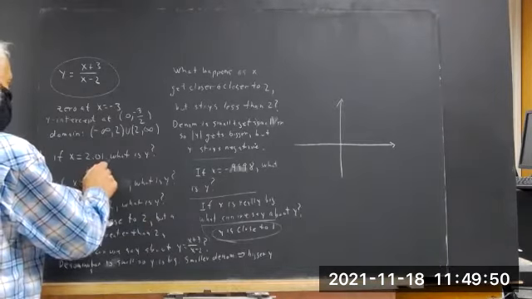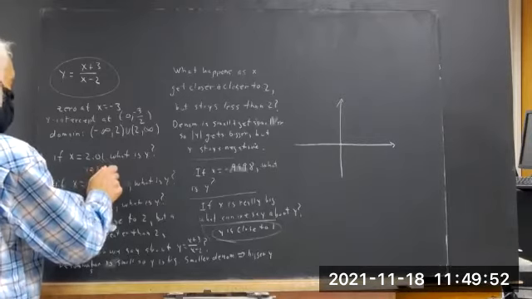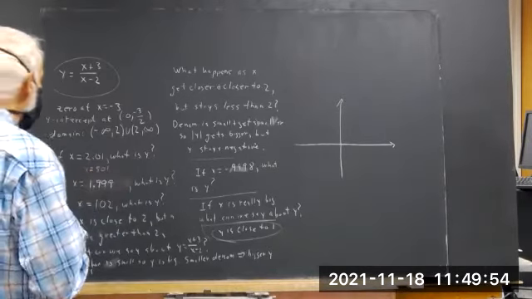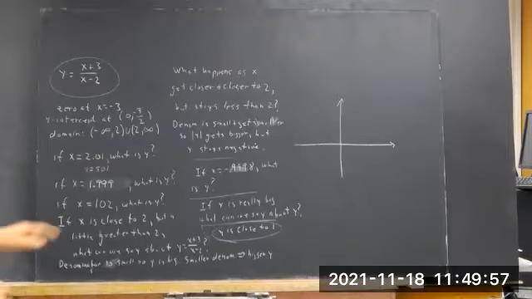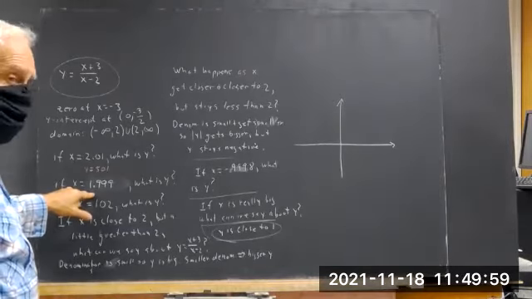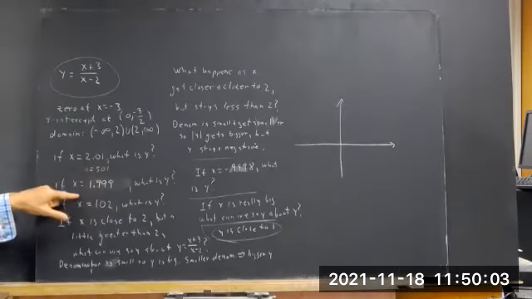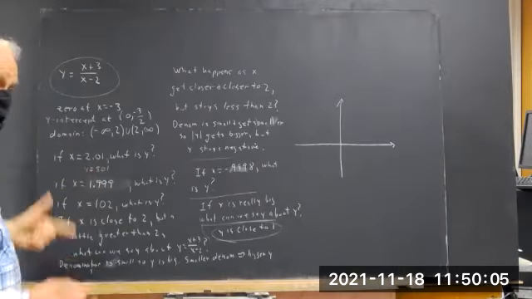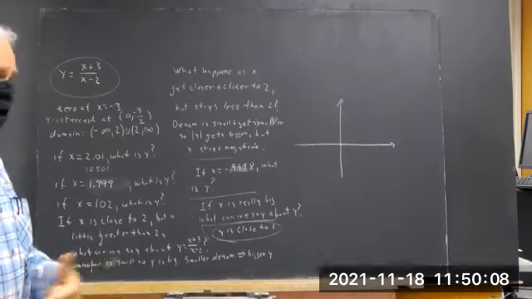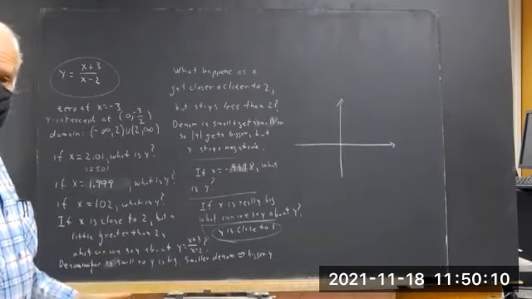The answer here is y equals 501. Okay. What if x equals 1.999? What's the value of y? Again, plug that in. Do the arithmetic by hand. Don't rely on your calculator. It doesn't give you any insight to put this into the calculator.